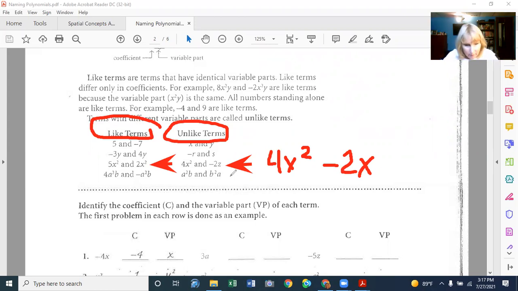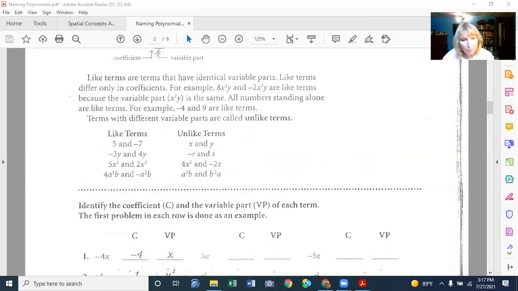Be careful on the last one here. 4a squared b and negative a squared b, those are the same. They have an a squared and they have a b. But look at the ones that are unlike: a squared b and b squared a. Notice how a squared is not the same as a over here, and b is not the same as b squared over here. So these are unlike terms. So let's go and see how that's supposed to work here.